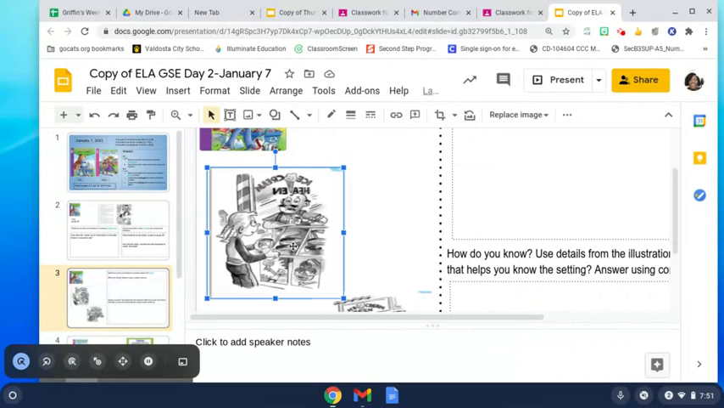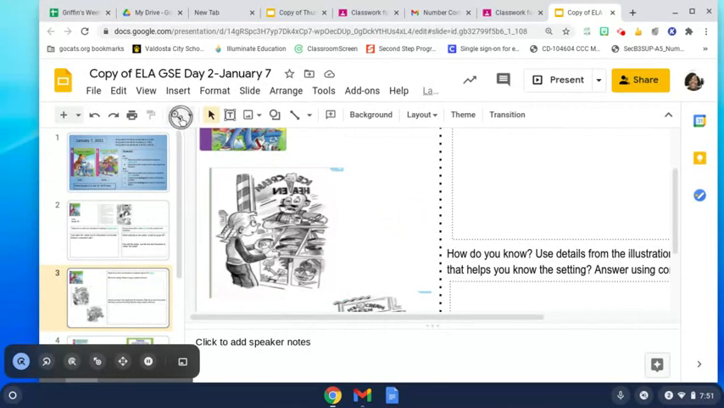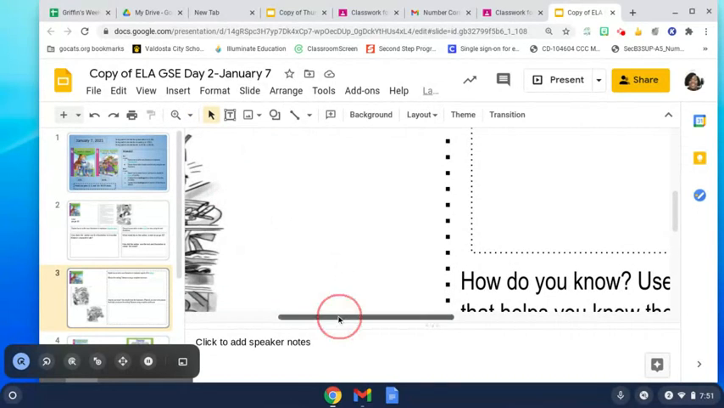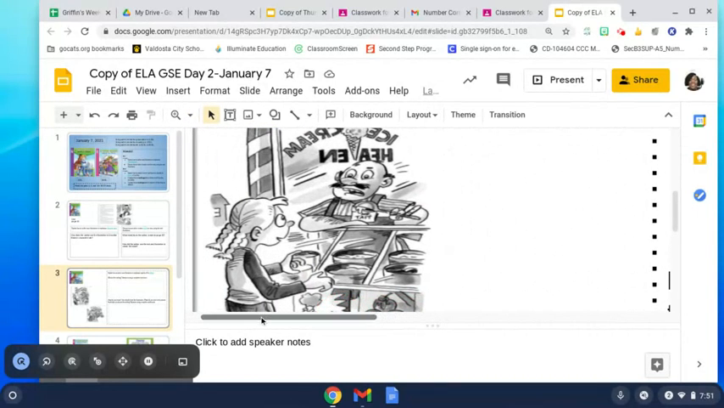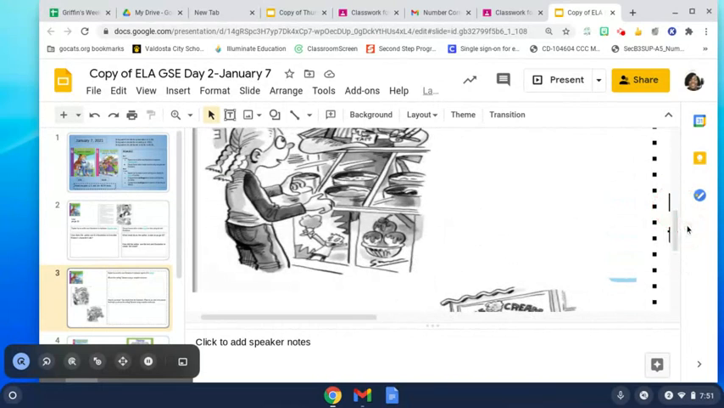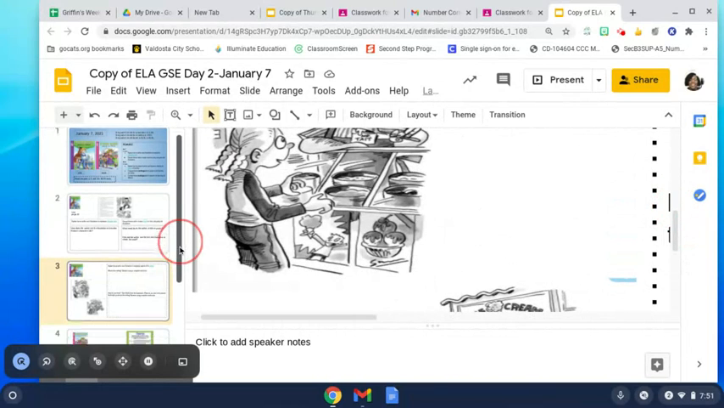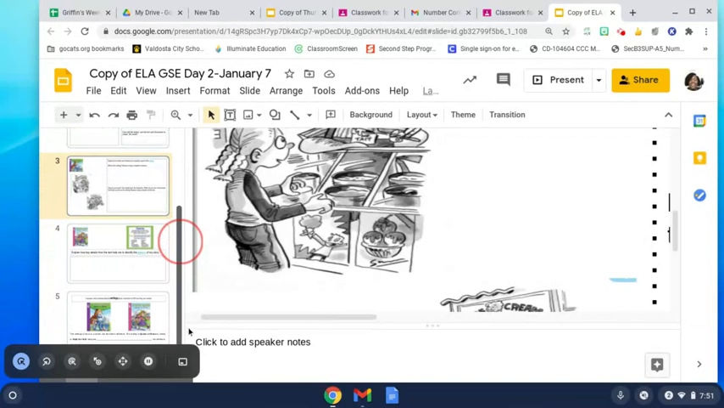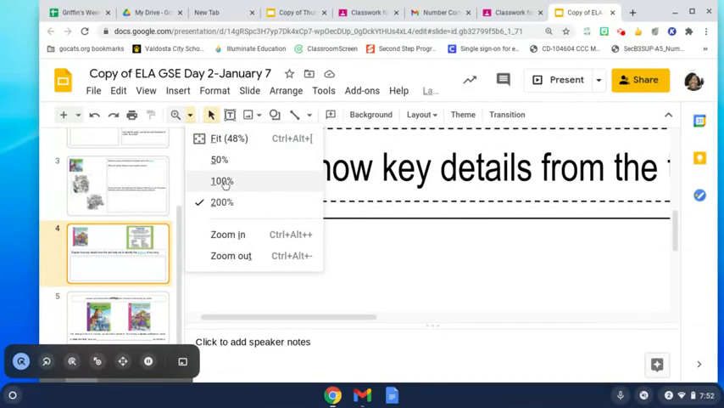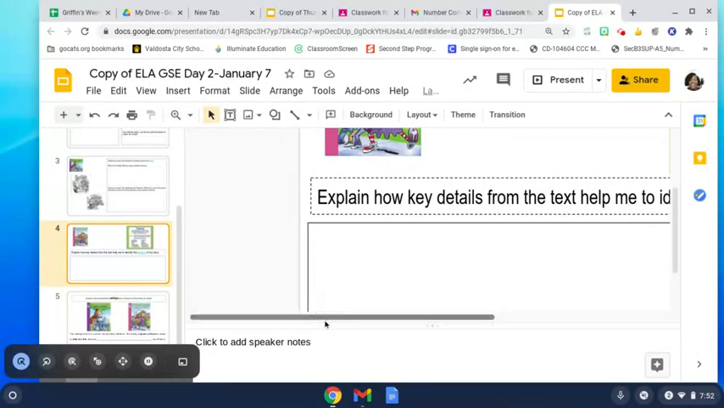Okay, you will have to use the magnifying glass to make the image bigger so you can see it. So you just blow it up to 200 and then it'll give you a better view of what the different details are in the illustrations here. Okay, please make sure you read the text. If not, you will probably get your answers wrong. You have 3 chapters, 4, 5, and 6 to read today. Okay, on slide 4.